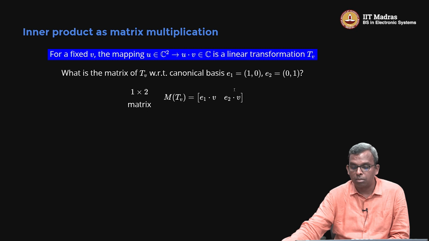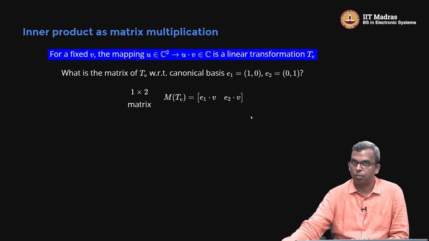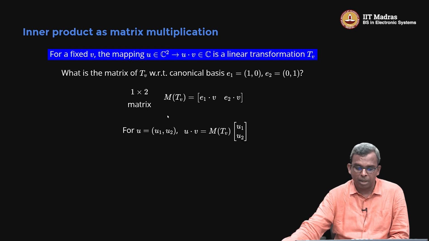The second column is the output when E2 is the input, and E2 dot V is the answer here. So, M of TV, the matrix of this linear transformation representing the dot product with a fixed V, is simply E1 dot V, E2 dot V. Okay. So, it is a 1 by 2 matrix. What do you do with the matrix? With a matrix, you can evaluate the inner product also.